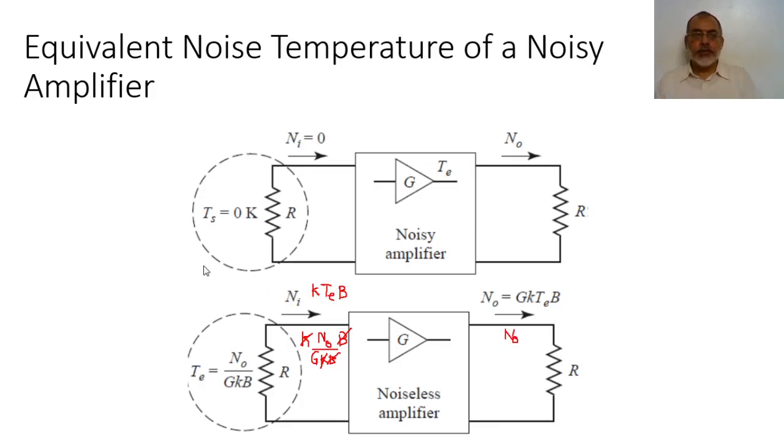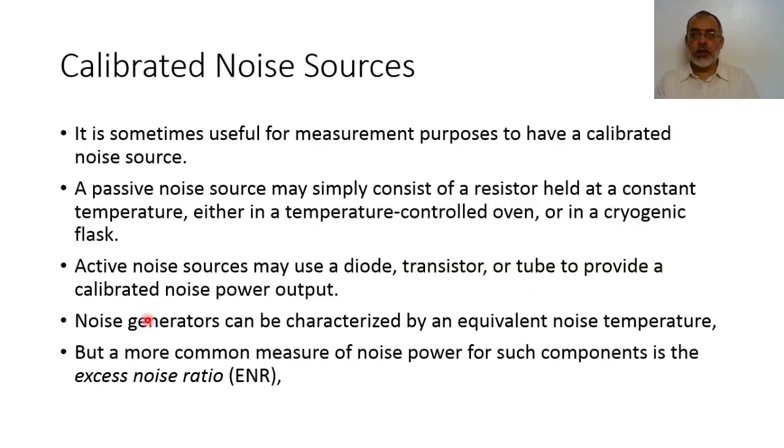This means that the noisy amplifier can be replaced by a noiseless amplifier with an input resistor which has an effective temperature equal to the output noise of the noisy amplifier over the gain of the amplifier multiplied by Kb. Okay? This is the equivalent noise temperature for a noisy amplifier.